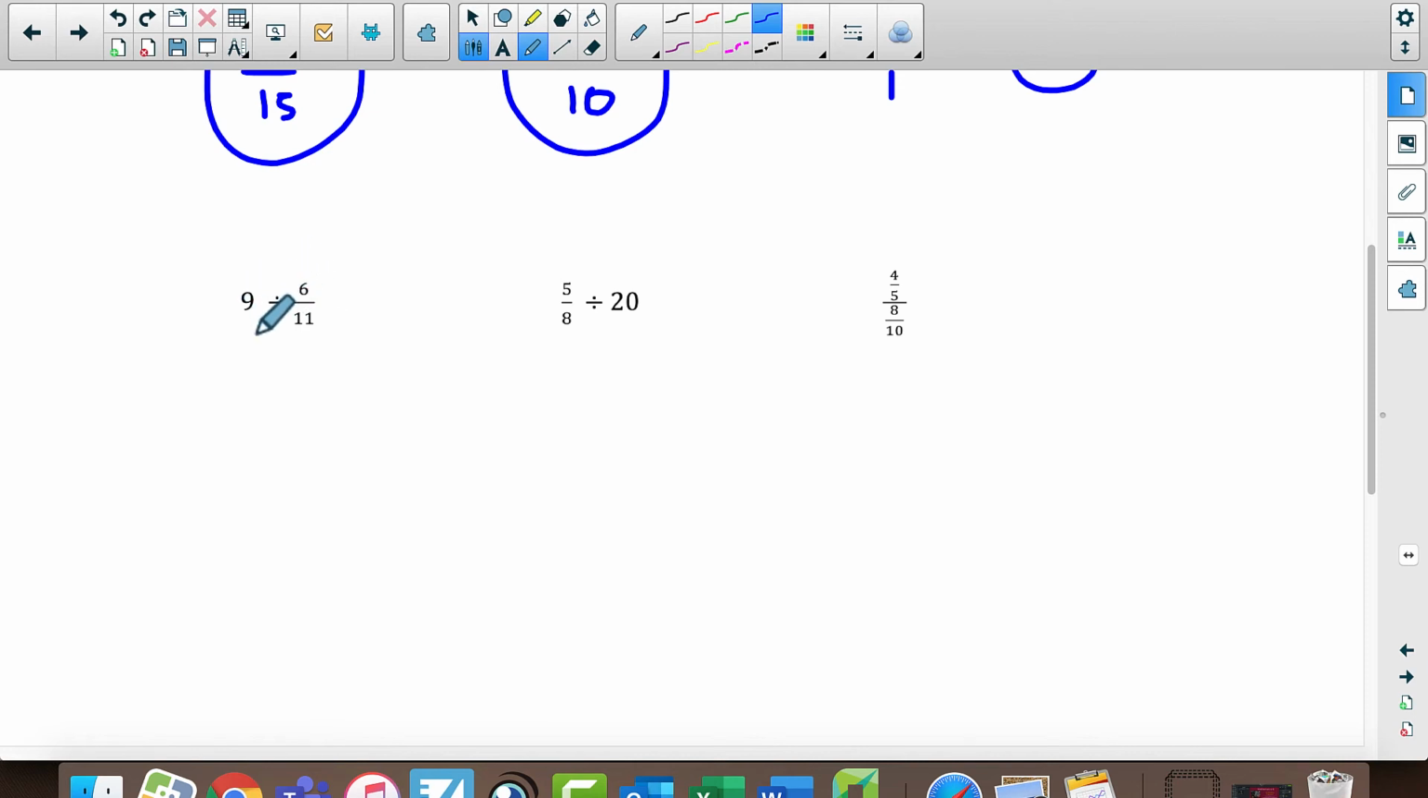Ooh, isn't it nice when we have fractions? Let's make it a fraction. Let's make it 9 over 1. So that, I didn't change anything.